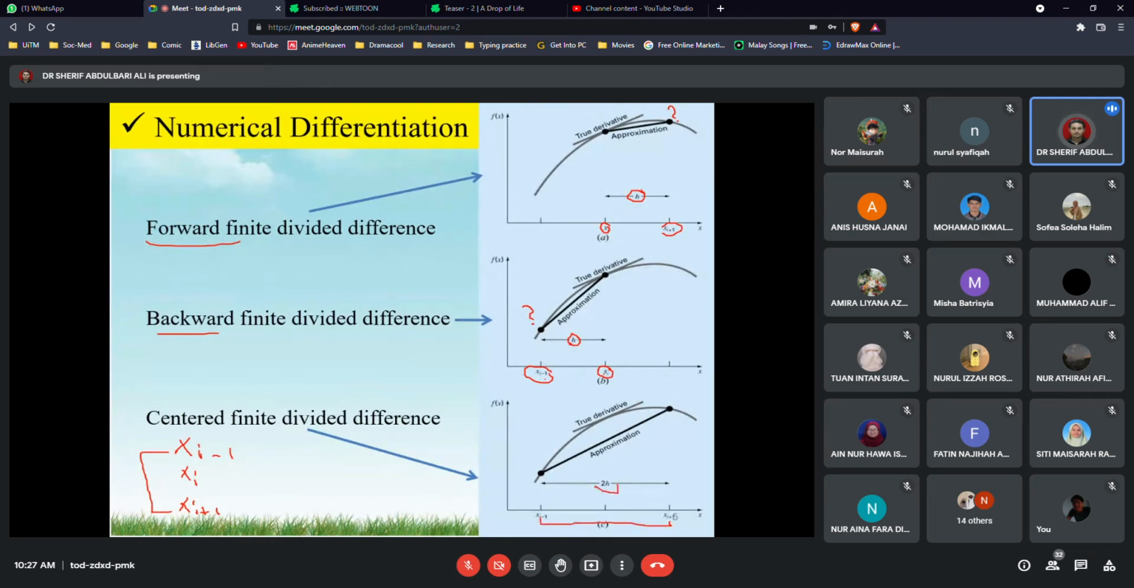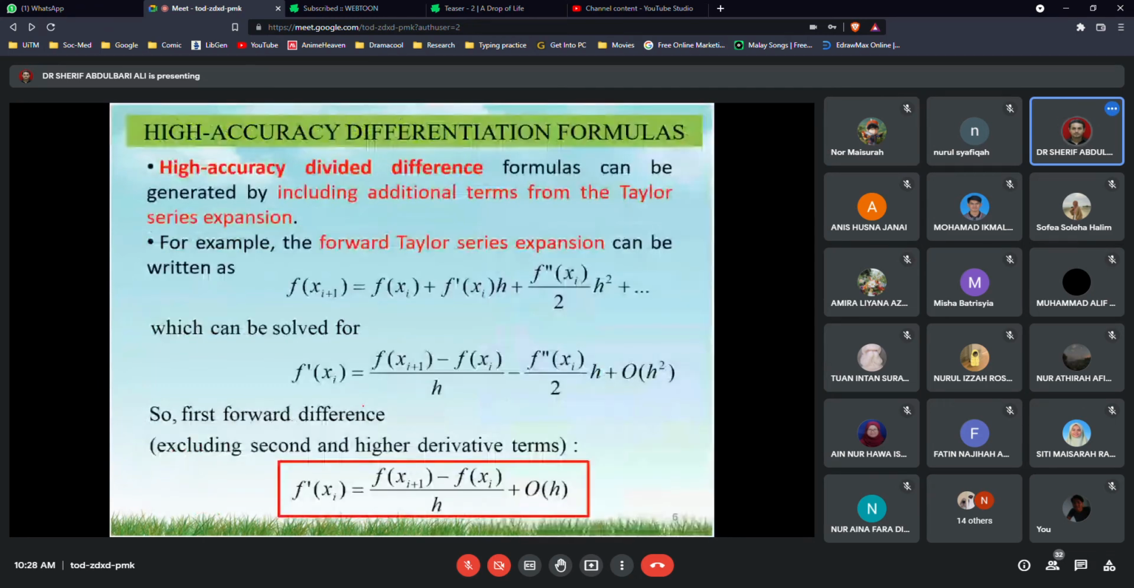That's why here it's 2h, two step size. Okay, this is what we had learned before. Today we are going to go for the high accuracy differentiation formula. So high accuracy divided difference for the forward, for the backward, and for the center formula. It can be generated by including additional terms from the Taylor series expansion.